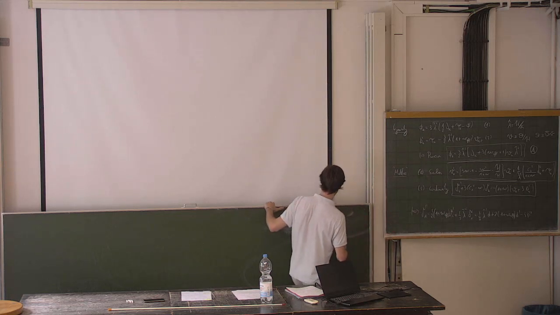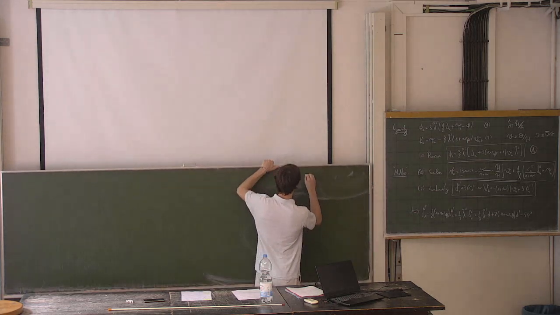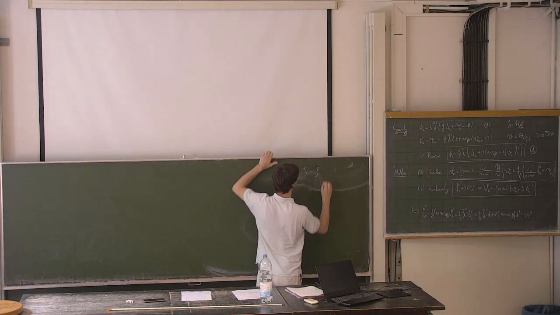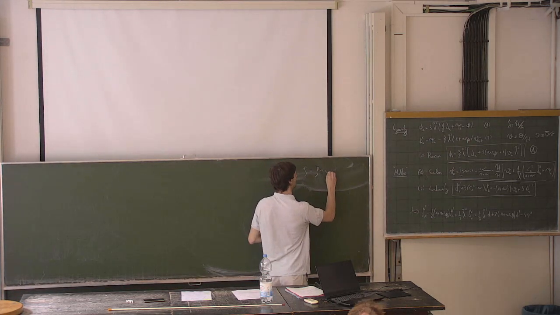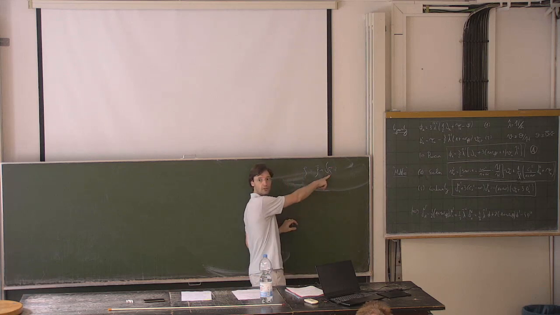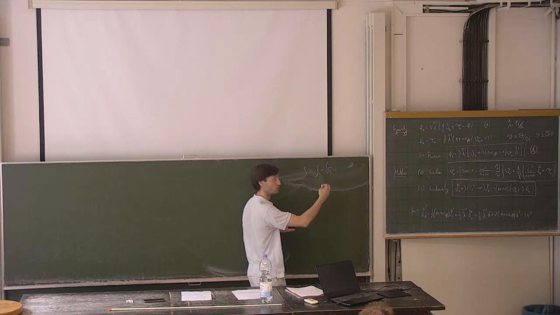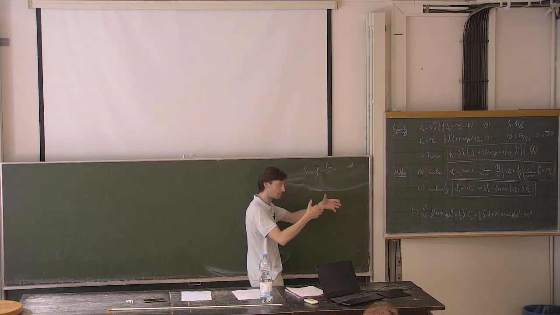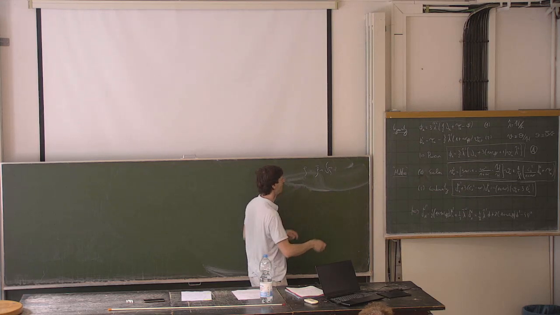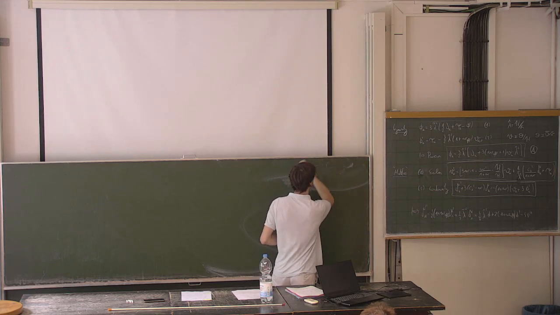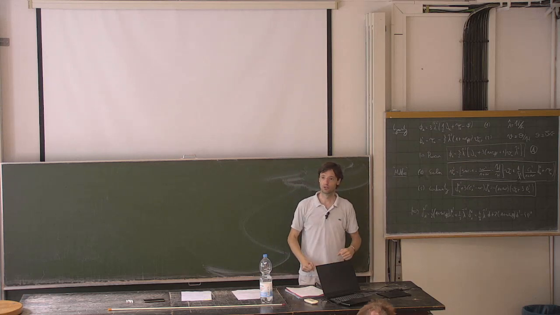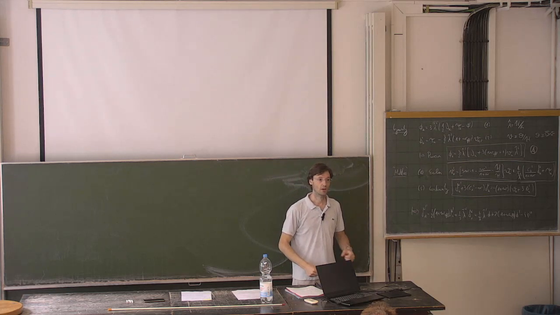For example, the density is equal to the density of the background plus a tiny perturbation, okay? Same for pressure, same for the velocity, which becomes the proper velocity with respect to the bulk flow of the universe, and the same is going to be for dark energy, okay?